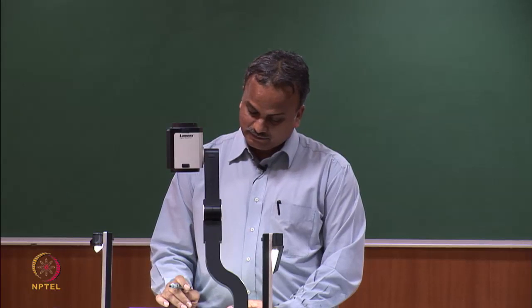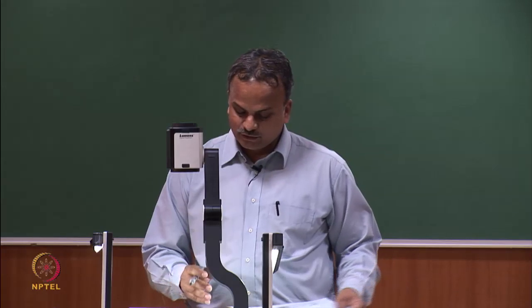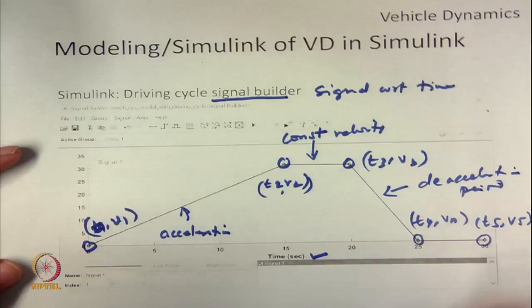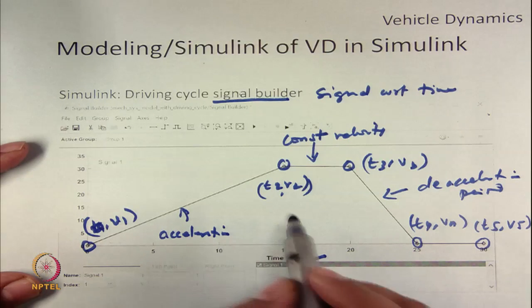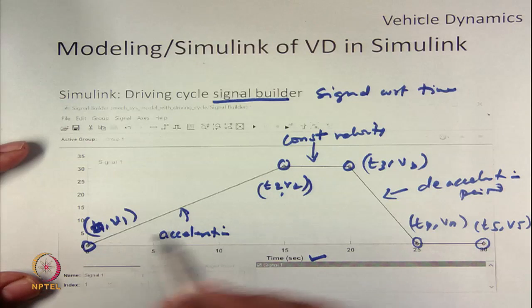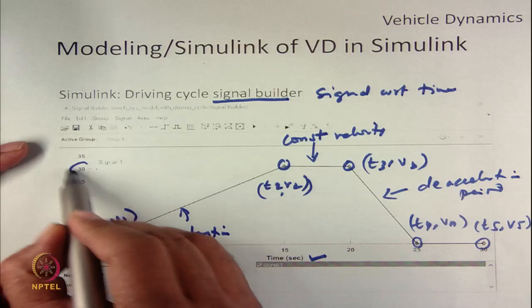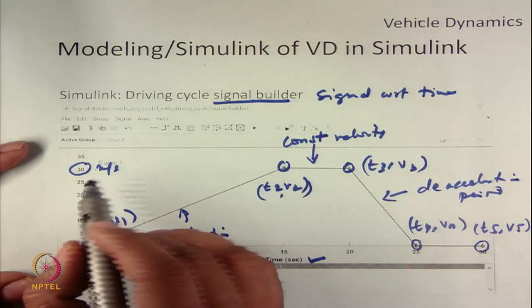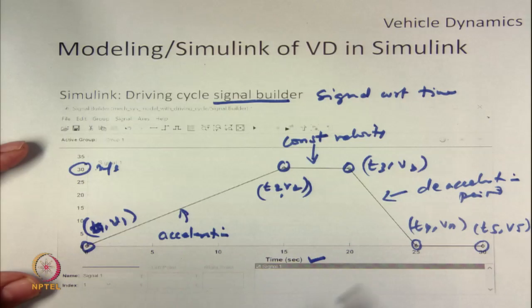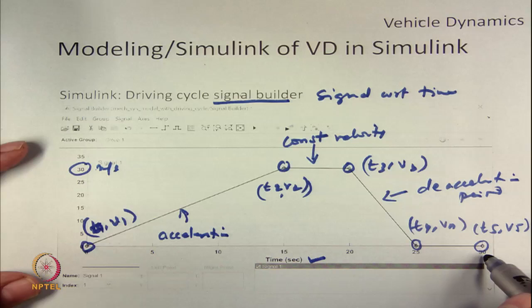So, there are some results. Let us say we use a driving cycle like this, where we have an acceleration from 0 to 15 seconds. The vehicle is accelerated from 0 to 30 meter per second in 15 seconds, and then we have a constant speed of 30 meter per second from 15 to 20 seconds. Then we have a deceleration from 30 meter per second to 0 from 20 to 25, and then we have 0 speed from 25 to 30.